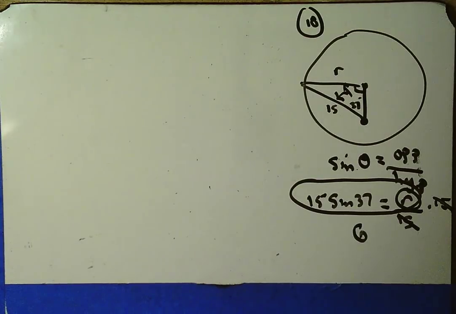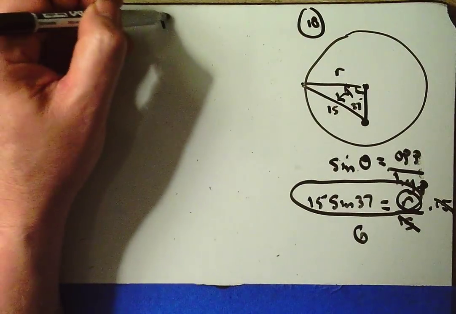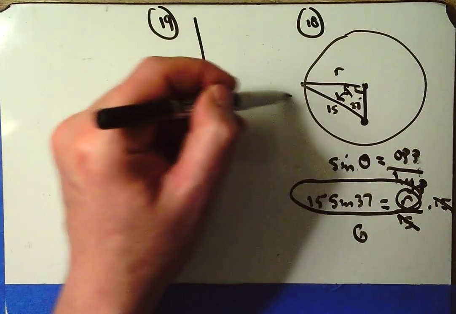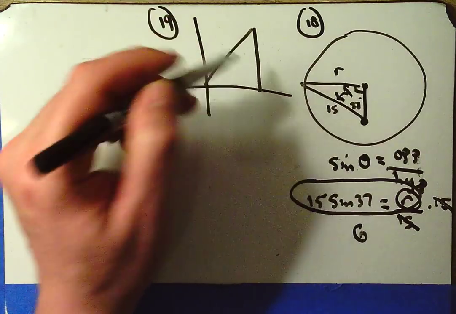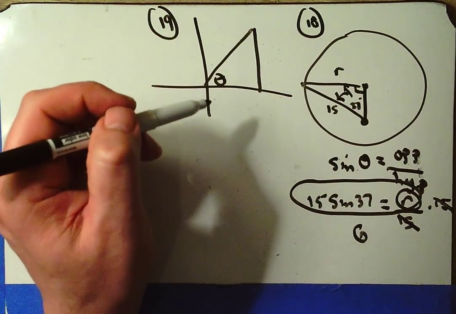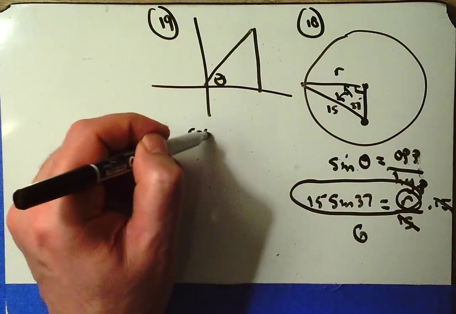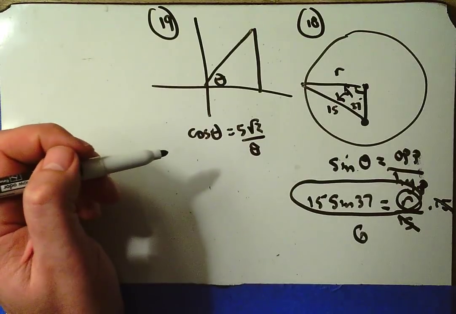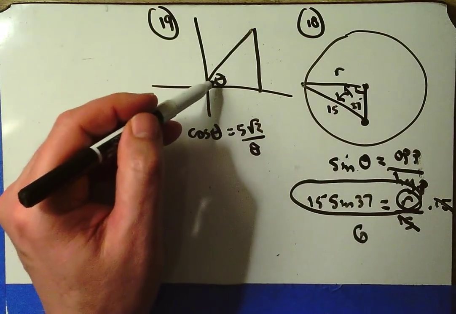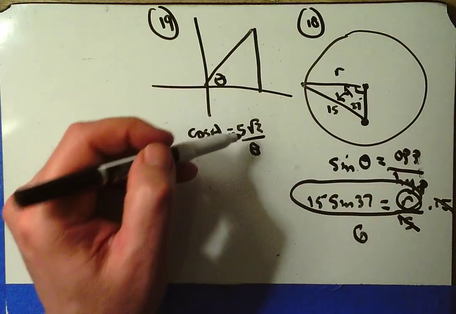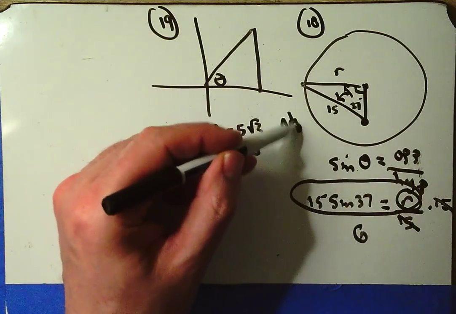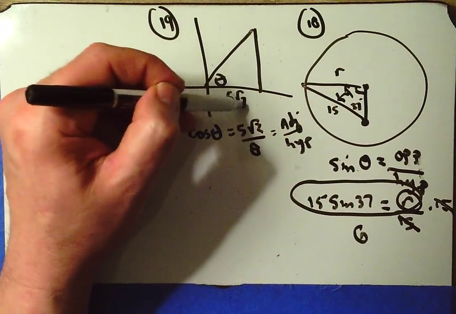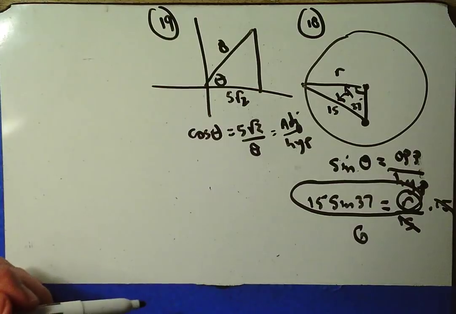G for 18. What about 19? Well, we're told that theta is some angle between 0 and 90 degrees. So I'm going to draw a triangle in the first quadrant with a theta. And it says cosine of this is 5 root 2 over 8. Well, I don't really care how big theta is. But I do know that cosine is adjacent over hypotenuse. So I could make this 5 root 2 and this 8.